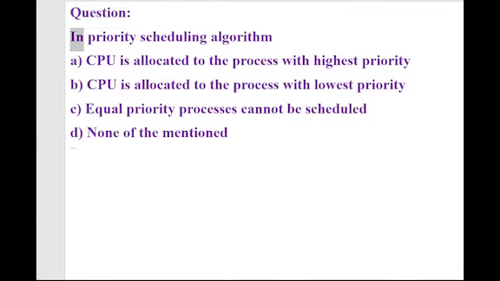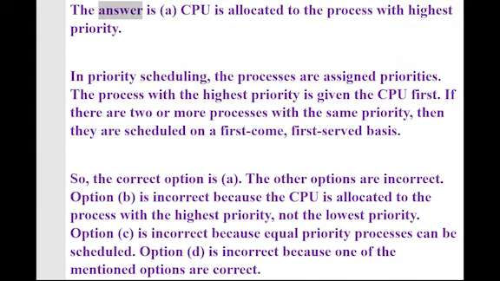Question. In priority scheduling algorithm, A. CPU is allocated to the process with highest priority. B. CPU is allocated to the process with lowest priority. C. Equal priority processes cannot be scheduled. D. None of the mentioned. Your time starts now. 5, 4, 3, 2, 1. The answer is A. CPU is allocated to the process with highest priority.